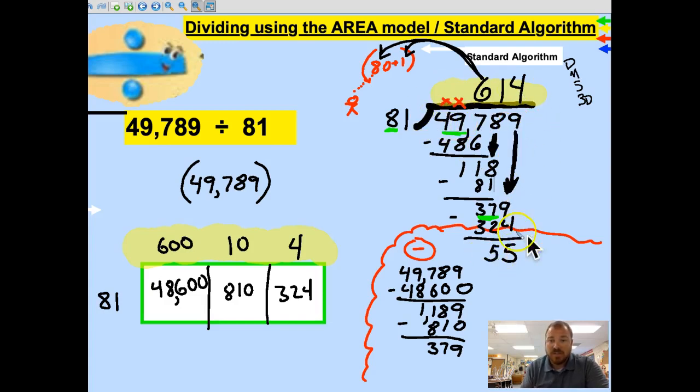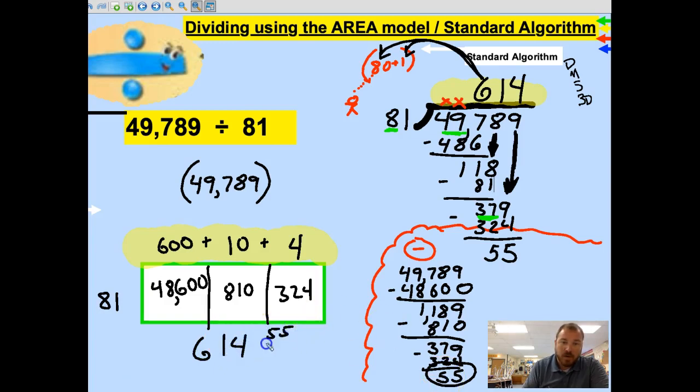We see that there's 55 left over, and we can also show that down here in our subtraction bubble by doing the subtraction for our area model as well. 55 left over. We're going to go ahead and put our partial quotient together here. 614 with 55 left over out of our 81. Our divisor becomes our denominator, and our remainder becomes our numerator.